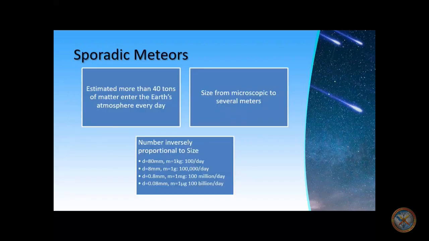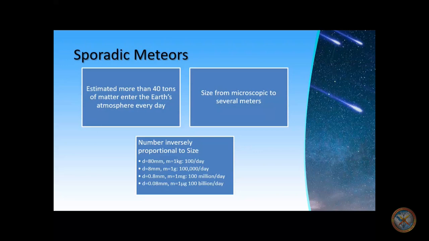Okay, sporadic meteors. So there's meteors all the time hitting the Earth. It's estimated there's more than 40 tons of matter every day that hit the Earth. Yeah, there's lots of them. I've seen estimates up to 200 tons, so probably nobody is quite sure how much there is.